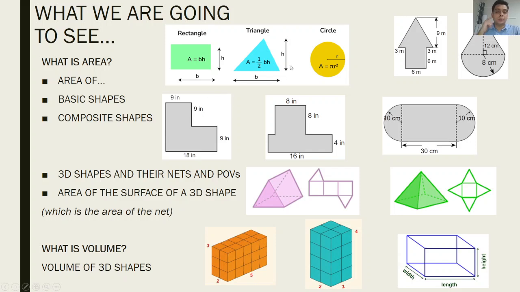Composite shapes are the ones that have two shapes stuck together. For example, here we have a triangle with a square, here a triangle with a semicircle, and here two rectangles. We have seen this in class, but in this video we are going to see it slowly and at a good rhythm.